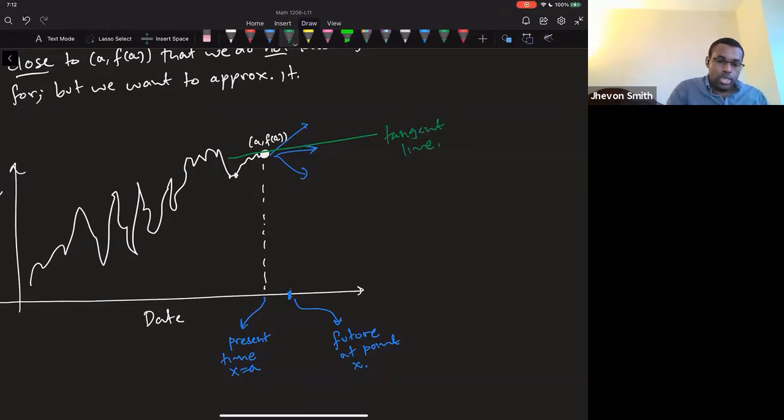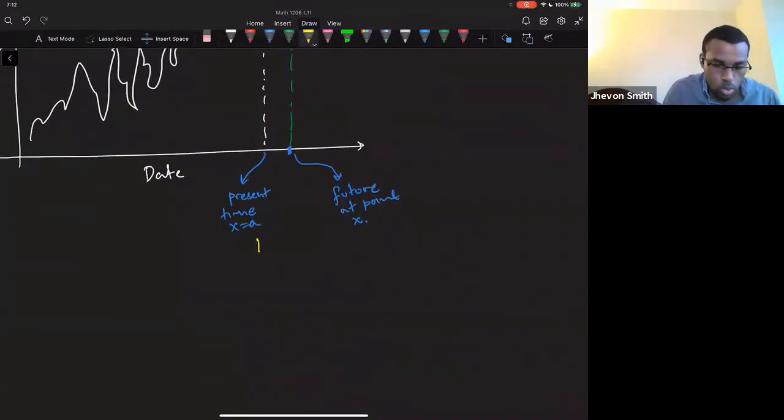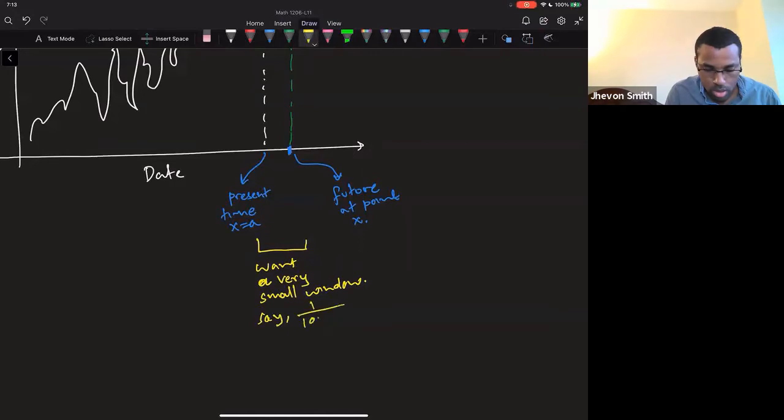And then what we do is we pretend that whatever that coordinate is where the stock price is going to be in the future. And what we want to do is make this a very small window, because the smaller the window, the more accurate your approximation. Say 1/10,000th of a second. Now, I don't know what's going to happen tomorrow.